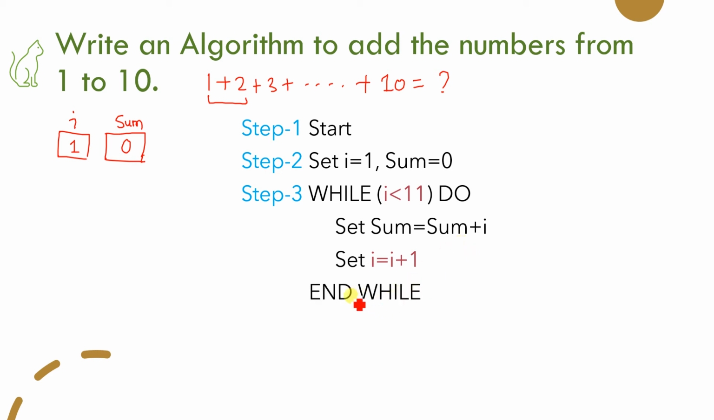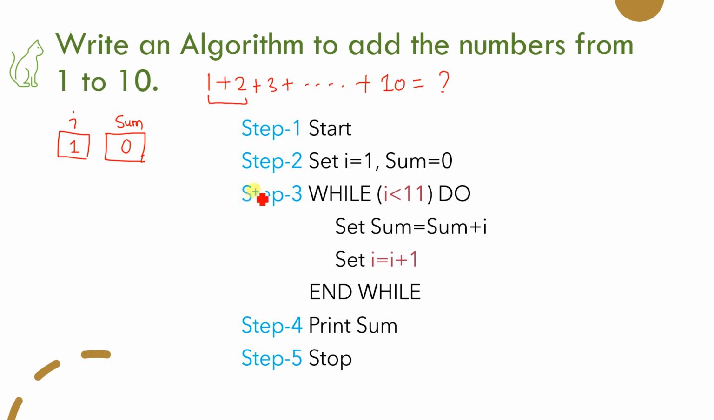Here our end while loop gets ended, and finally we have to print the value of sum, which is nothing but the addition of 1 plus 2 plus up to 10. So this line will print the value of sum, and finally will stop the loop, or stop the algorithm.